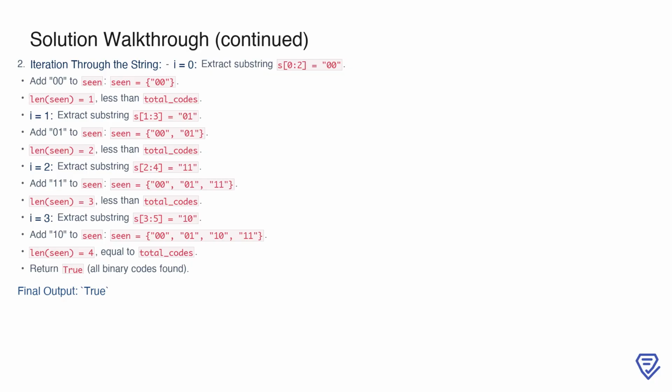Finally, for i equals 3, we extract s[3:5] equals 10 and add it, making seen equals {00, 01, 10, 11}. At this point, the size of the set equals total_codes, meaning we have found all the required binary codes. Therefore, we return true.